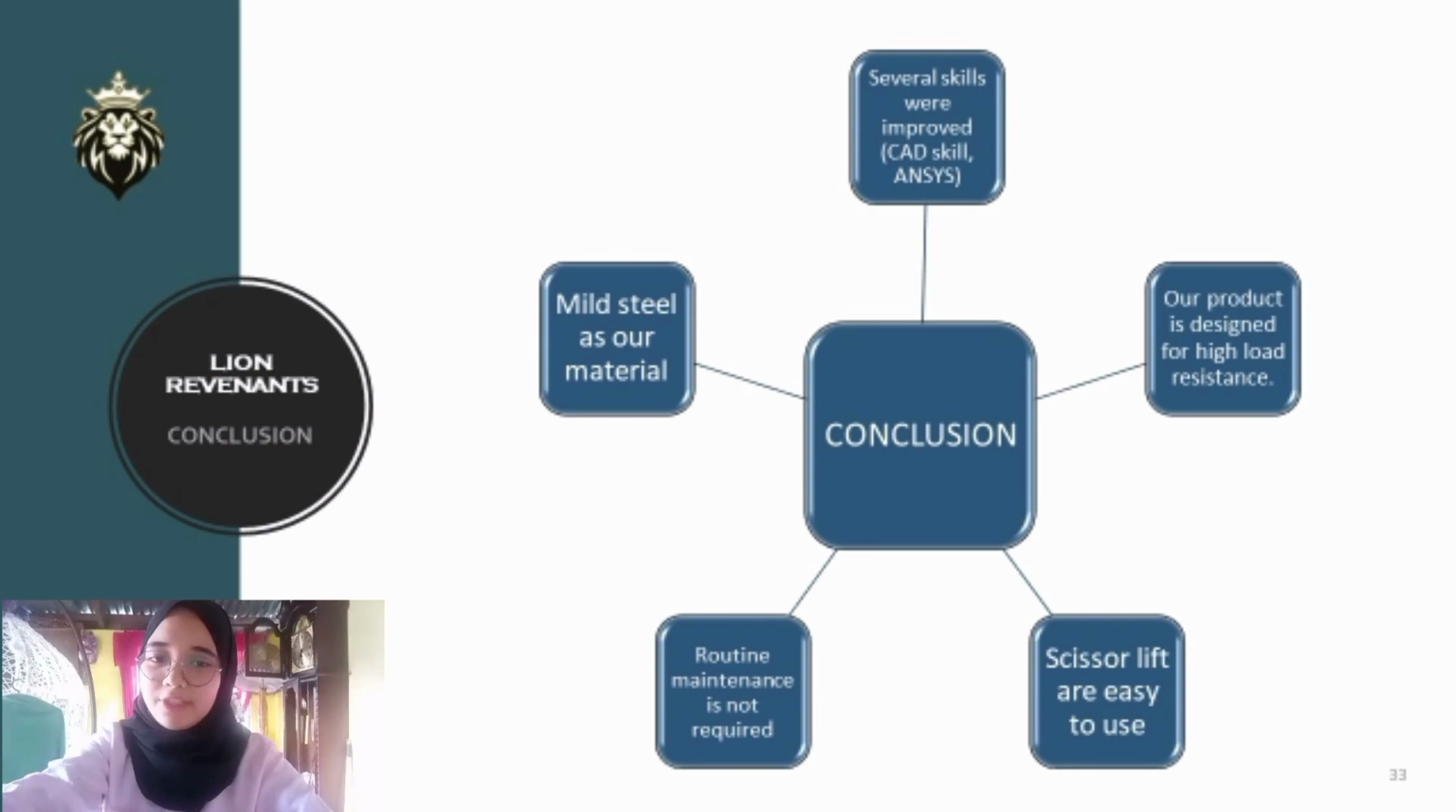Finally, the conclusion for this project is that we improved several skills such as CAD skills and ANSYS. We finally can design a truck that achieves the requirements, which are to lift to high places, and safety is our main factor. We decided to use a scissor lift as our product because it is easy to use. Then routine maintenance is not required.